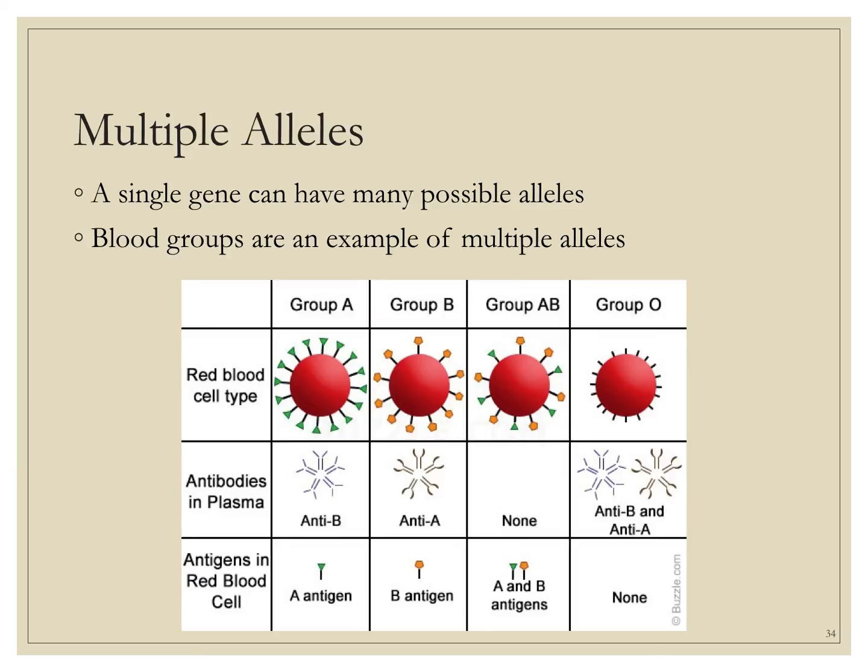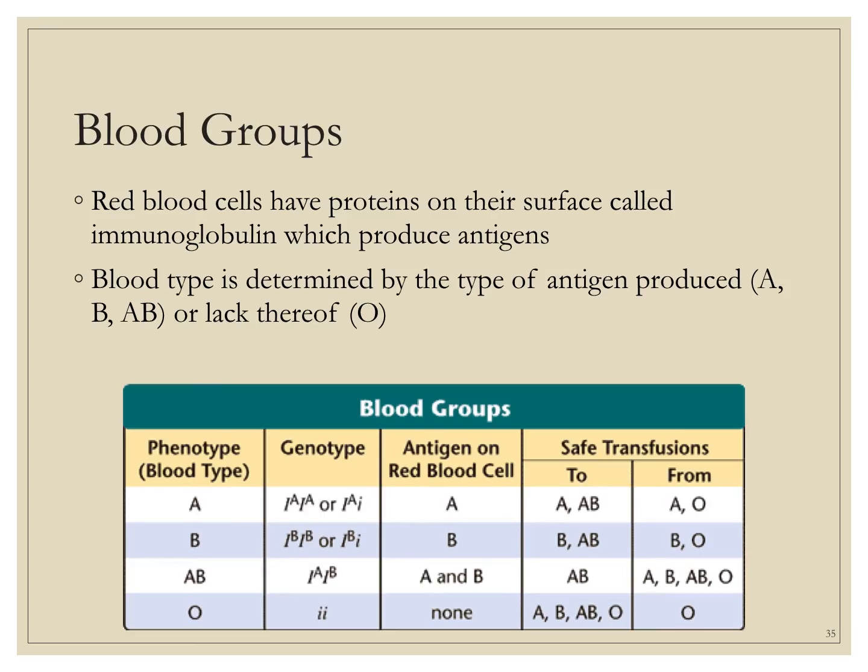And the reason that they're typed like that, A, B, AB, and O, is because of antigens that are produced. So red blood cells have proteins on the surface called immunoglobulin. That immunoglobulin produces antigens. Blood type is determined by the type of antigen that's produced. So type A produces A antigens, type B produces B antigens, and so on.